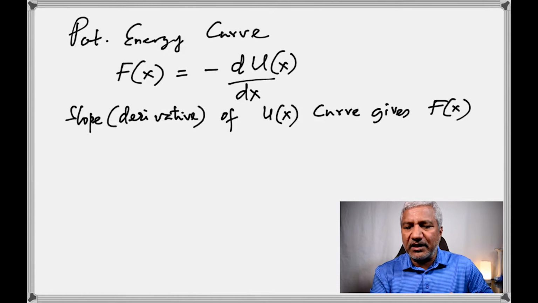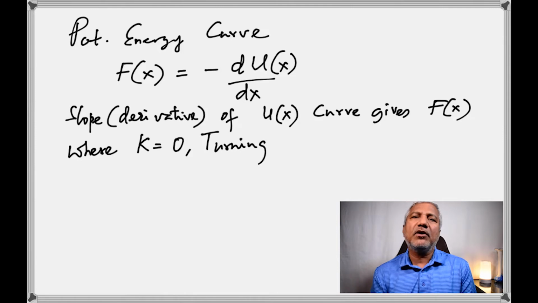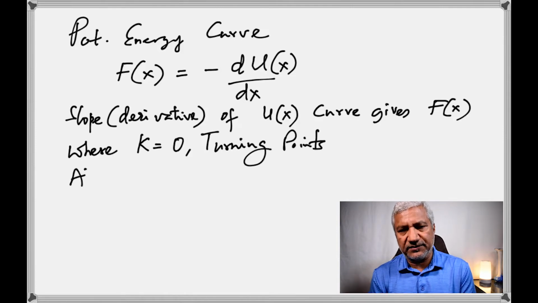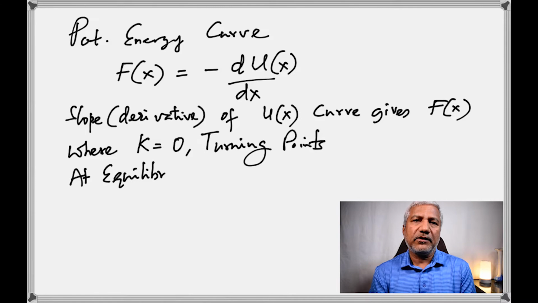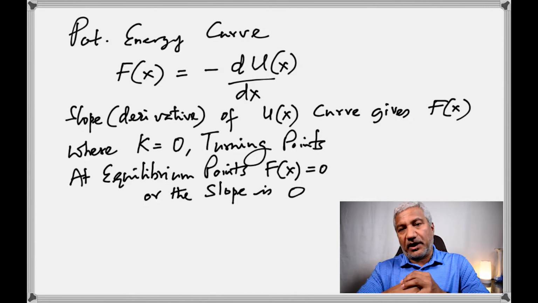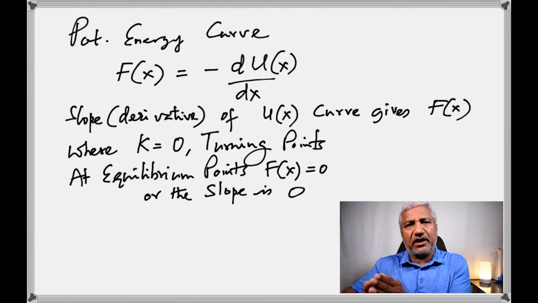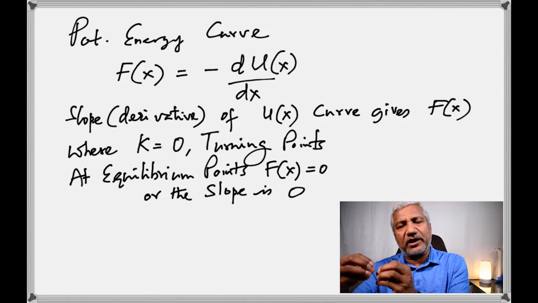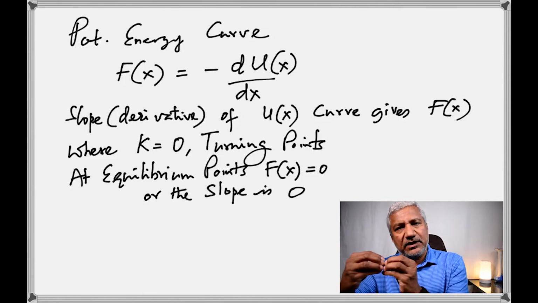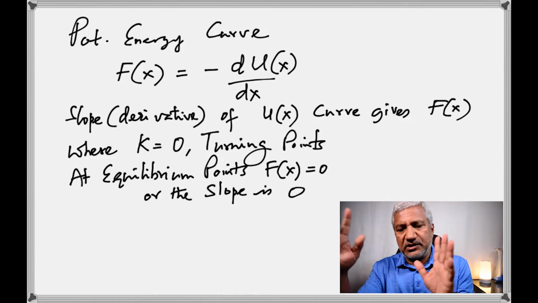And how do we get the force? We get the force as the negative of the slope of the potential energy curve. So we will see as we go forward how we can use this to solve problems. So that is what I've been telling you. At equilibrium points. Now, the lowest point is the equilibrium point because that's where it lies at rest. Or in other words, that's where the forces cancel out. That's the meaning of equilibrium. And the slope is 0.